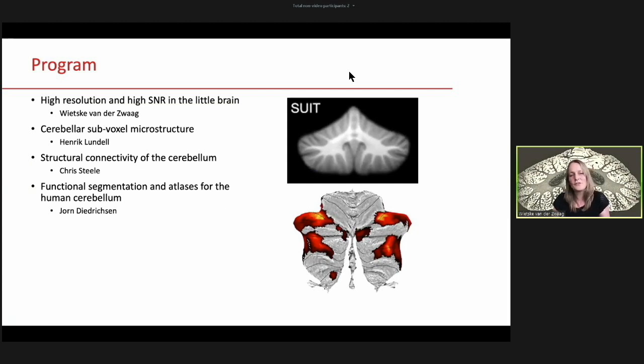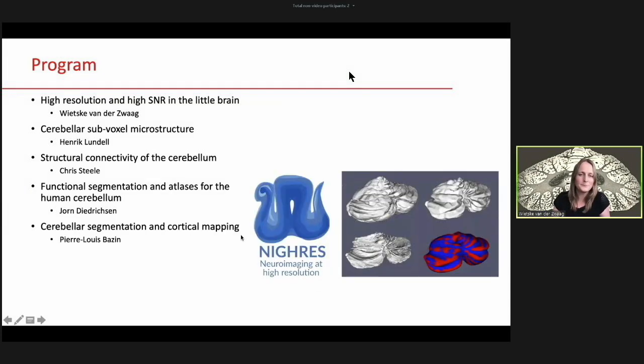In the second half of the session, we're going to look at data analysis. Joern Diedrichsen is going to kick off with the SUIT toolbox. So he's going to talk about functional maps and functional segmentation of the cerebellum and the atlas that exists for you to reference your own results to. So you see a nice example of here, the flattened out map.